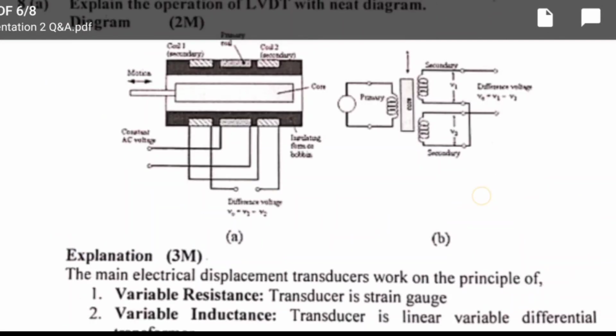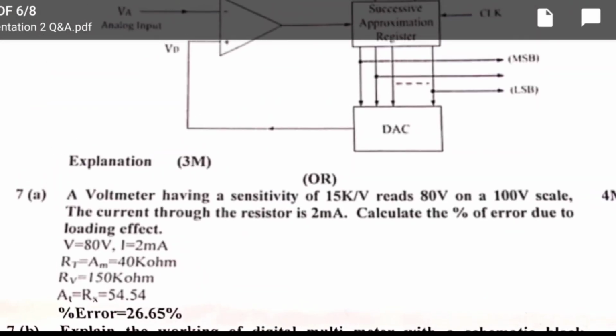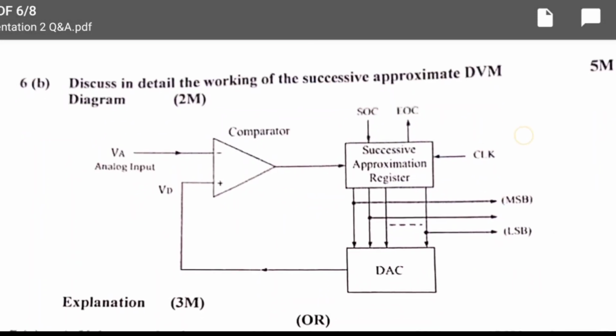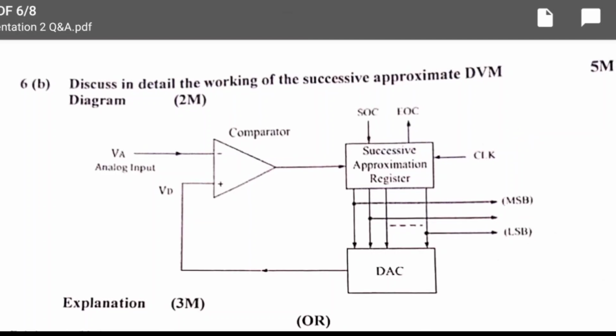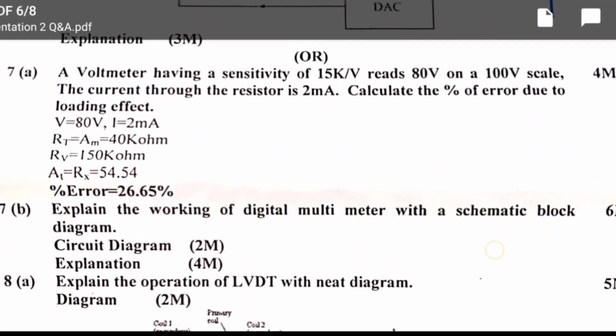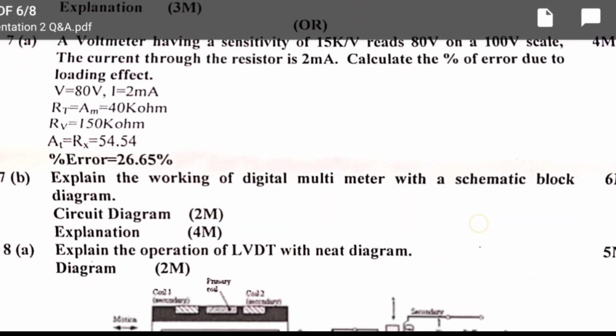Coming to the next question, discuss the working principle of the successive approximation type DVM. You get marks for diagram and explanation. Successive approximation means successively approximating the value. I told you about digital meters and digital instruments: the comparator, DAC, input, like this. Here a problem is asked for that.